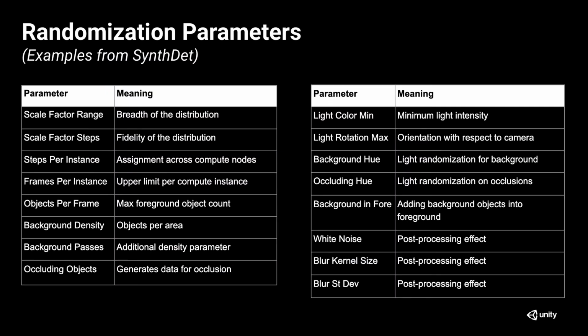You can get a feel for the kinds of things that we randomize for this particular example, but keep in mind that the randomization framework that we provide as part of the perception package is highly customizable for any type of problem. Here we've randomized things like the density of images in the background, the density of occlusions, the lighting conditions, the hue of the objects, and things like white noise, blur, and other post-processing effects.